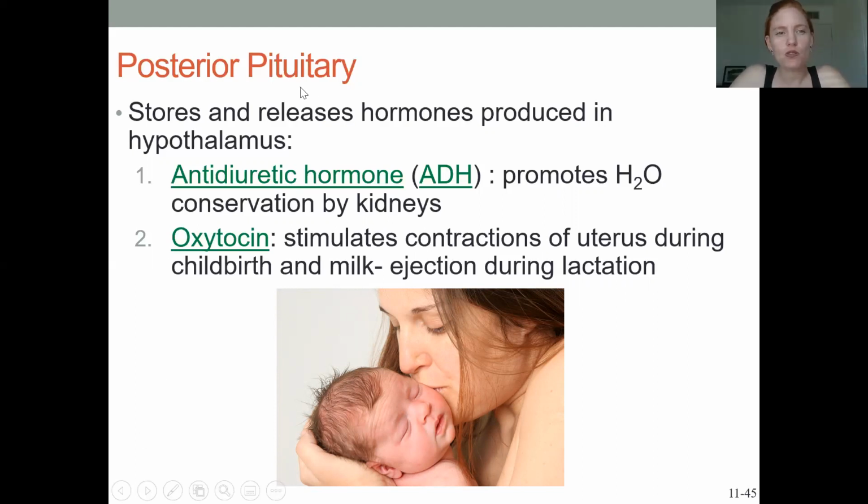For the posterior pituitary, the hypothalamus is going to produce those hormones. Then they'll go to the posterior pituitary, where it'll store them until they are needed. The two hormones that come from the posterior pituitary are the antidiuretic hormone and oxytocin. So let's start with ADH.